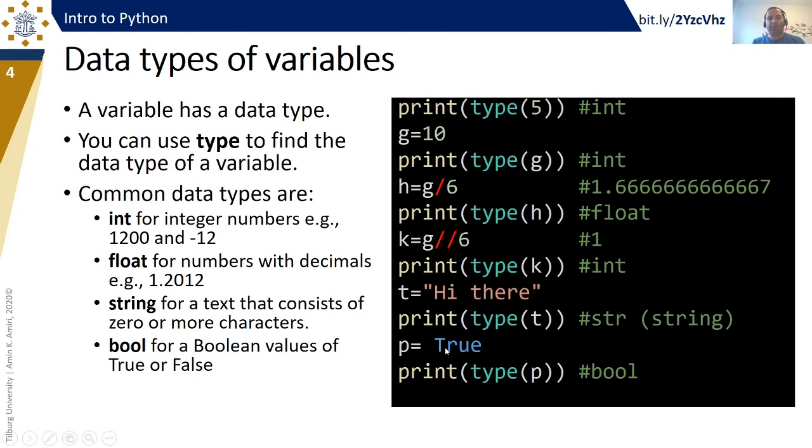We also have a Boolean type. It's called bool in Python. It can accept either True with capital T or False with capital F. So if you assign True to p, type p will return bool.